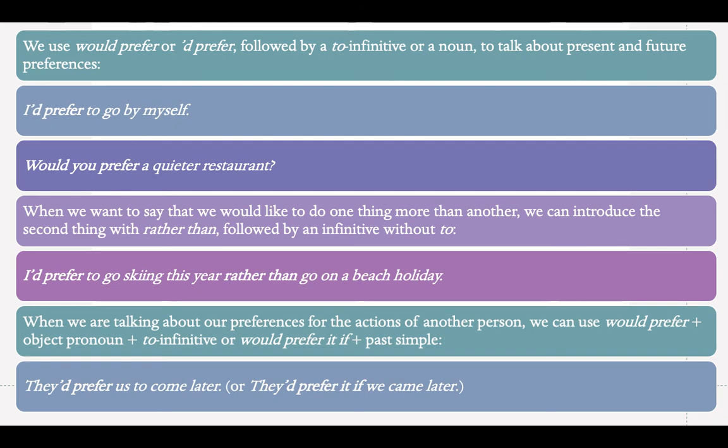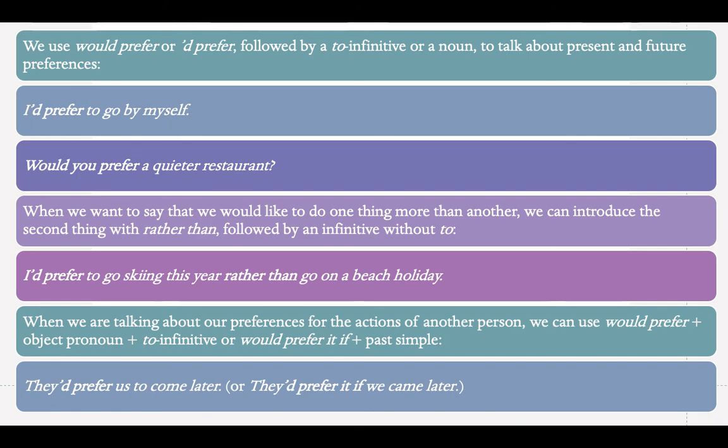That is right. It would be wrong if I said, I'd prefer to go skiing this year than go on a beach holiday. That is wrong. When it is rather than, you use it as go only. Rather than going is wrong. I would prefer to go skiing this year rather than go on a beach holiday.